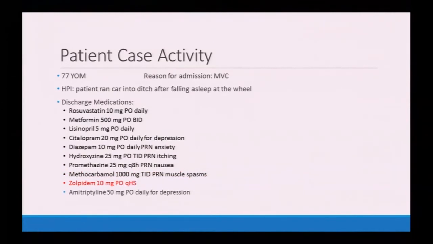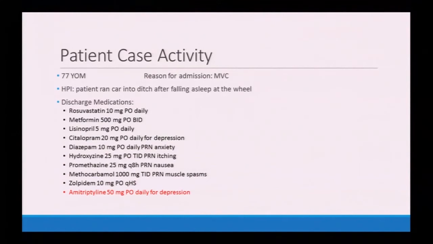For zolpidem, it would be similar to looking at diazepam. It's a controlled substance, so it would be on the CSMD, but you also want to consider how often the patient's utilizing it. Typically, they're only supposed to be used short-term, although that's not typically what we will see. So just thinking about how often the patient's using it, and if there's alternatives you could use for sleep versus hypnotic.